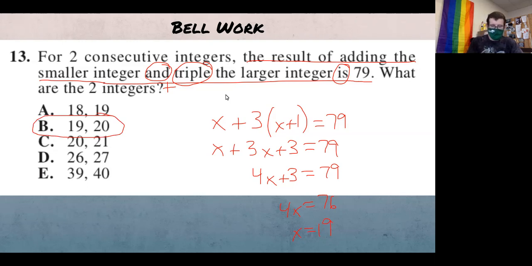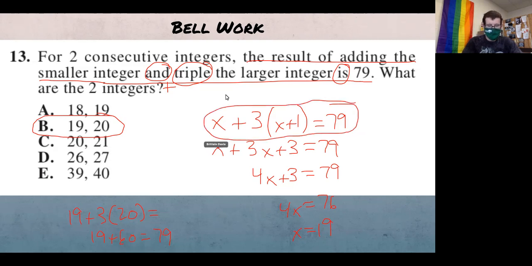So if I took 19 and plugged it back in, it'd be 19 plus 3 times 20 equals, well, 3 times 20 is 60. So 19 plus 60 equals 79. There it is. We just confirmed it. So, if you can figure out that there's a way of modeling this with an equation, then that can make it go a little bit faster.